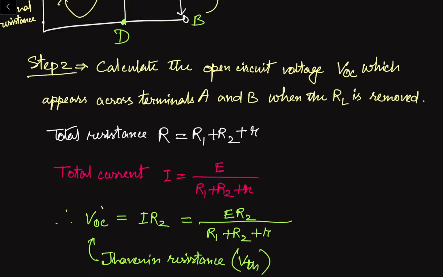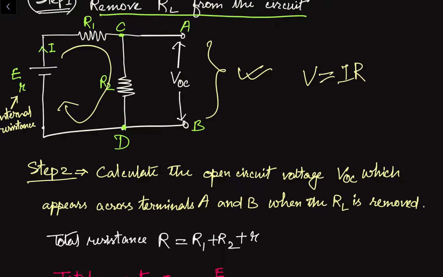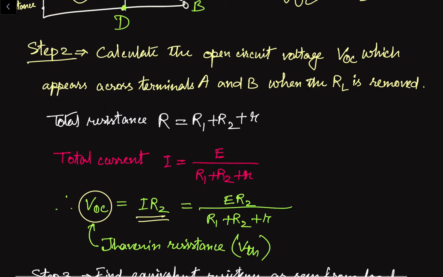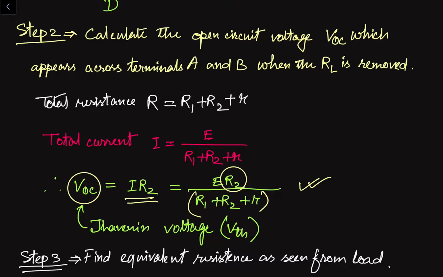So VOC, the open circuited voltage, is equal to I into R2, because the voltage across the points C and D is equal to VOC. VOC is equal to VCD equal to IR2. Here we have multiplied the total current with the resistance R2. This VOC is nothing but the Thevenin voltage.